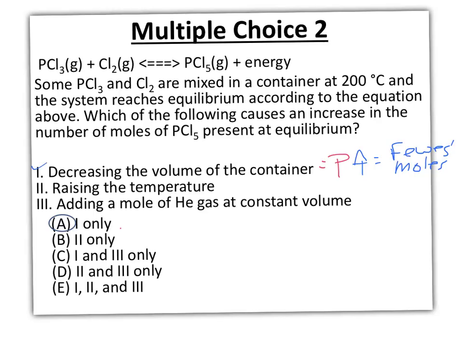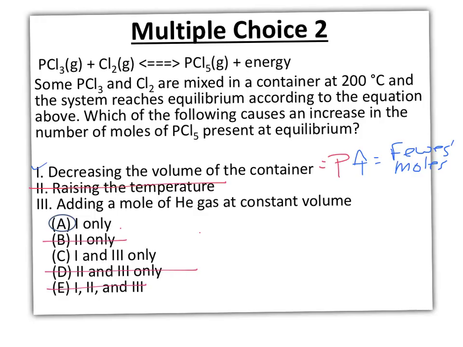Raising the temperature. Well, it already told us that the energy is a product. Well, what way is it going to shift if we increase the temperature? It's going to shift us the wrong way. So 2 is out. So what can we do with all of our answer choices? Mark off B, mark off D, and E. So that automatically puts us at A and C.